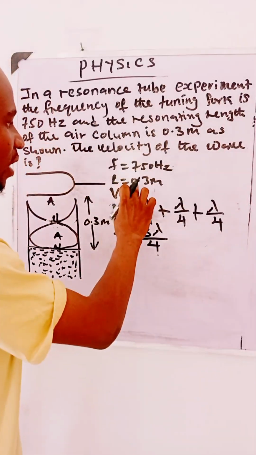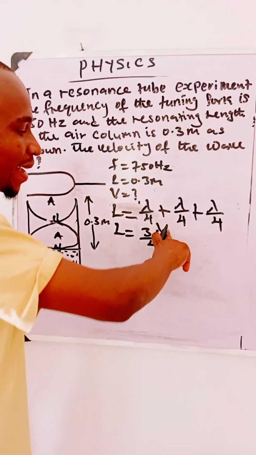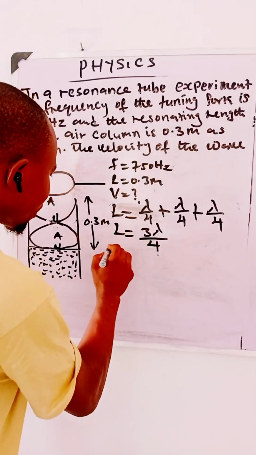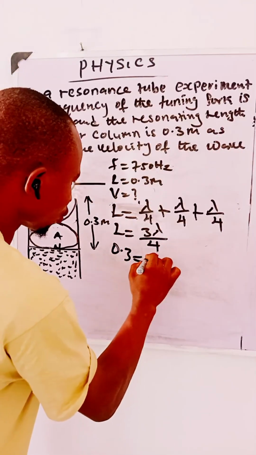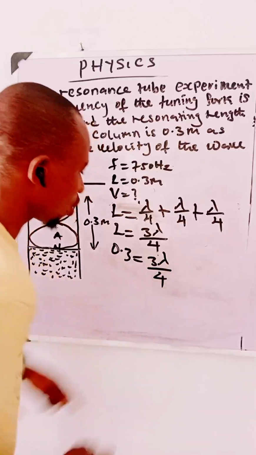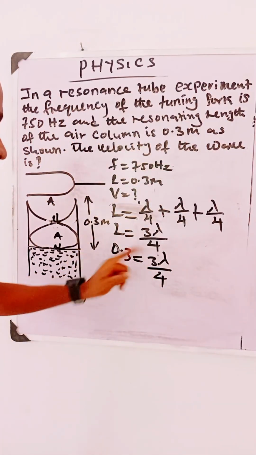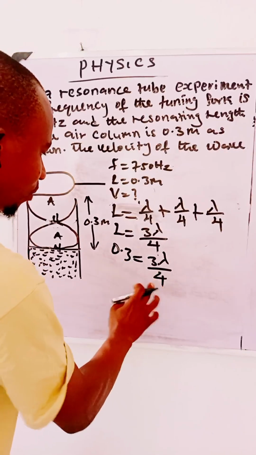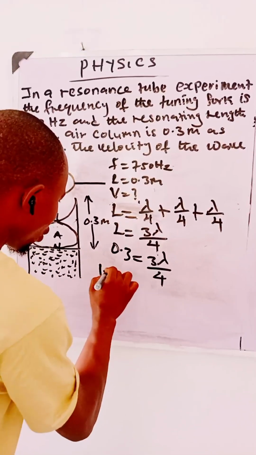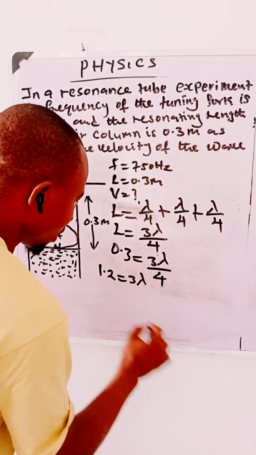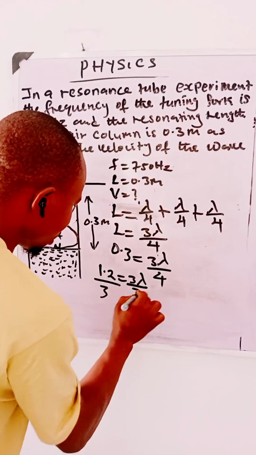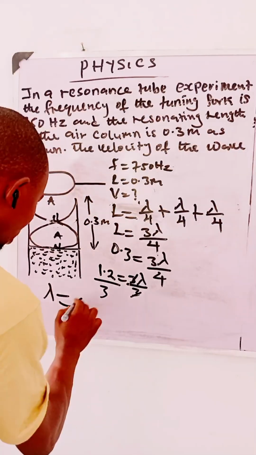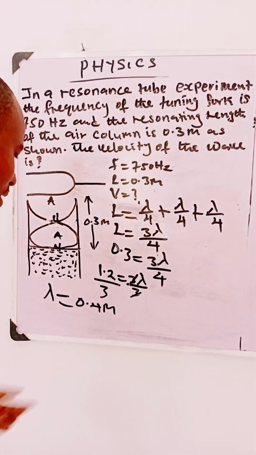And L is given as 0.3. So I can use this to find my wavelength, which is the lambda. So I have 0.3 equal to 3 lambda over 4. Cross multiply this times this, then you now divide by 3. So 0.3 times 4, I'm going to have 1.2 equal to 3 lambda, right? Divide both sides by 3. This will cancel this, right? So my lambda is equal to 0.4 meter, right?